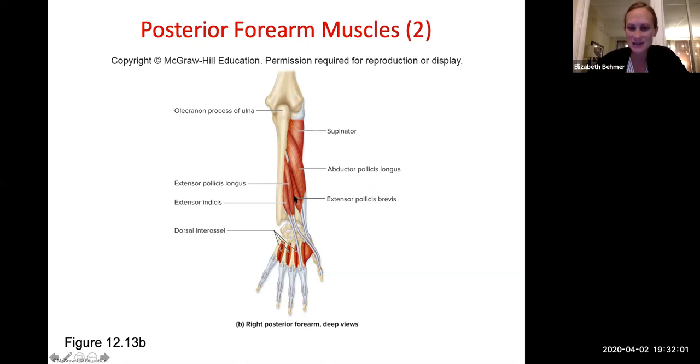Extensor indicis is a little tiny muscle that will control and go to your index finger to help you extend, probably to point at people. Maybe that's why we have that one. Dorsal interossei are muscles between the palmar bones in your hand.